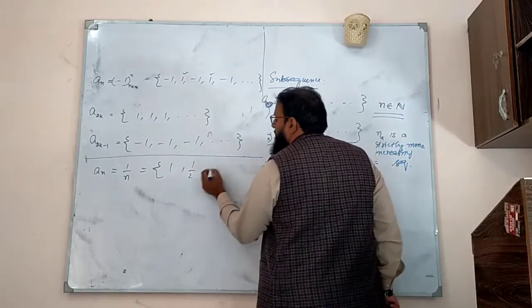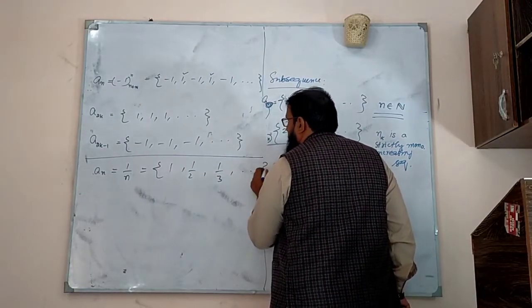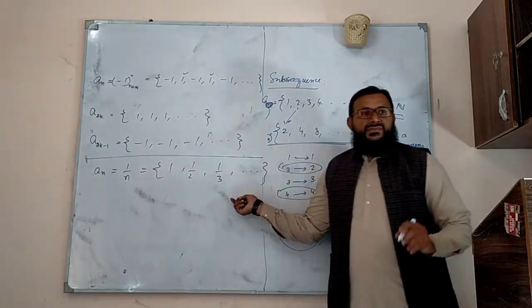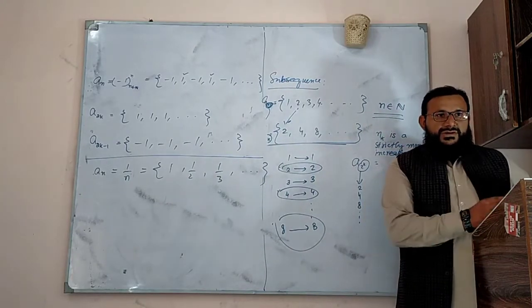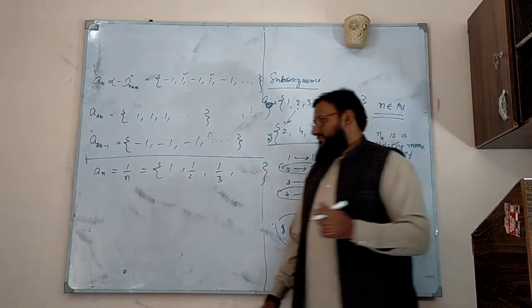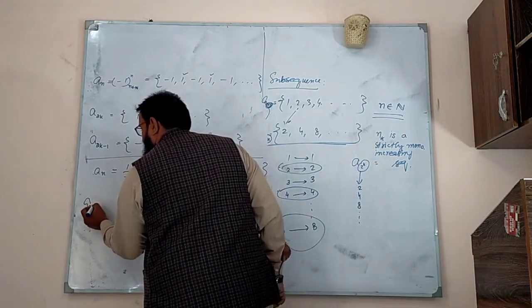1, 1 over 2, 1 over 3, and so on. Is this convergent? Yes. Where does it converge? Zero. We know very well that 1 upon 3, 1 upon 4 decrease to 0. Yes, sir.